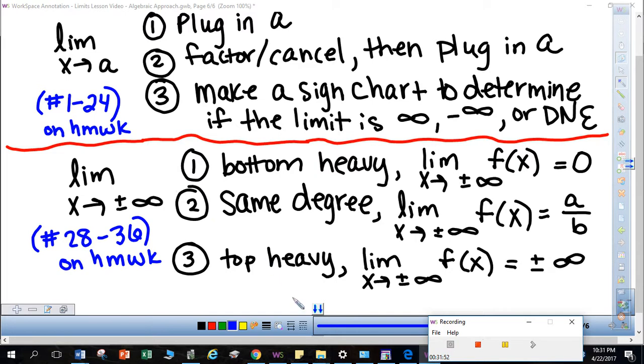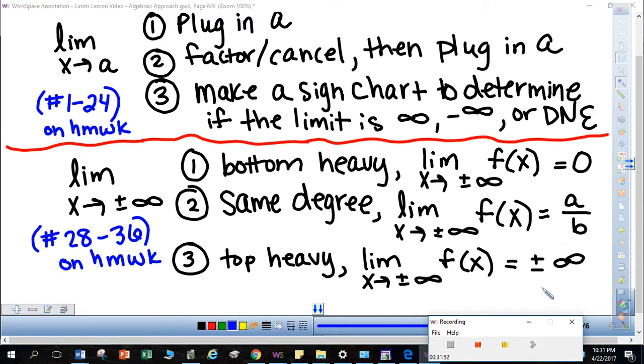The last situation we talked about is similar to finding the horizontal asymptote of a rational function. The limit as x approaches positive infinity or negative infinity. So as the x values get bigger and bigger, we move to the right side of our graph, or as the x values get smaller and smaller, and we move to the left side. First, if our function was bottom heavy, the limit as x approached infinity or negative infinity would always be 0. Second possibility, if the numerator and denominator had the same degree, the limit was equal to the ratio of a over b, meaning the leading coefficient of the numerator and the leading coefficient of the denominator.